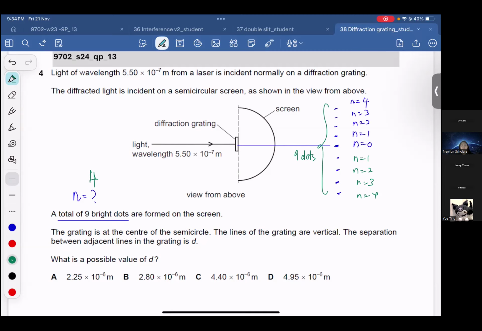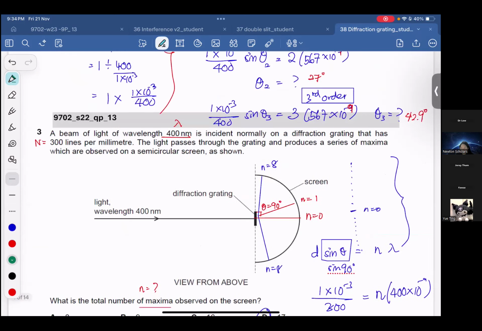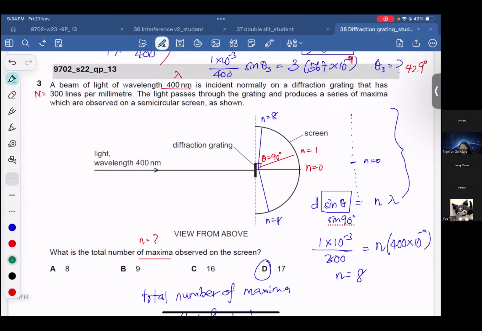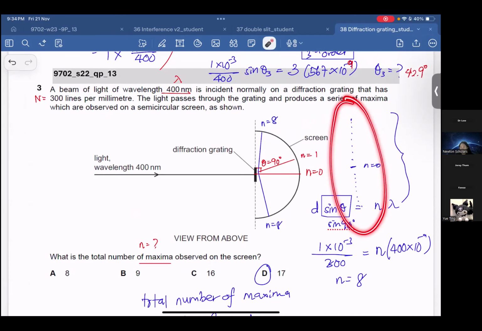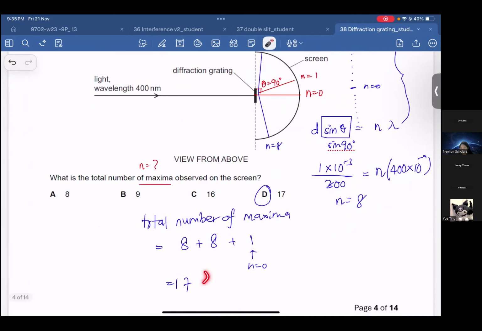Now they reverse the question. Just now we calculated our n and got 8. Then they ask you what is the total that we can get from the screen. From the upper part, I get 8. From the bottom part, I get 8. So I need to care about the center here, n equals 0. So in total, I got 17.